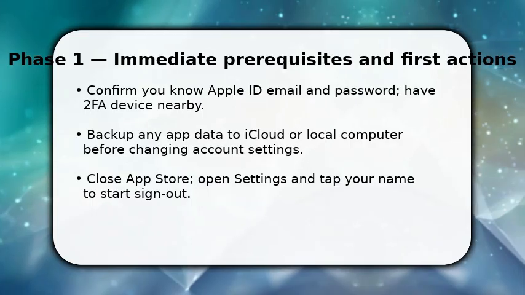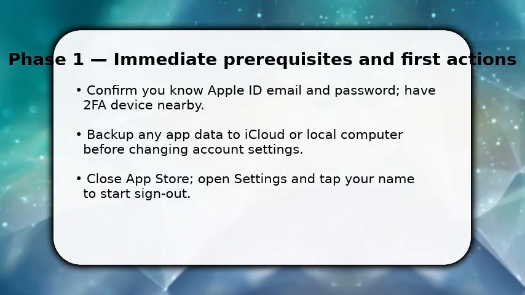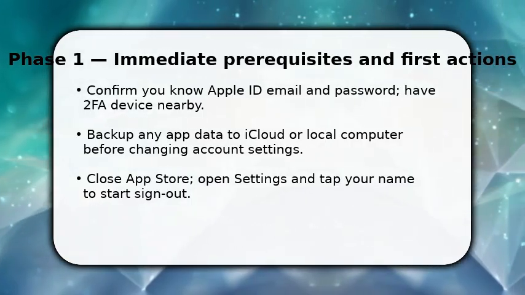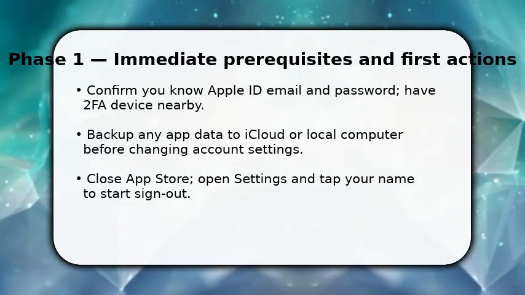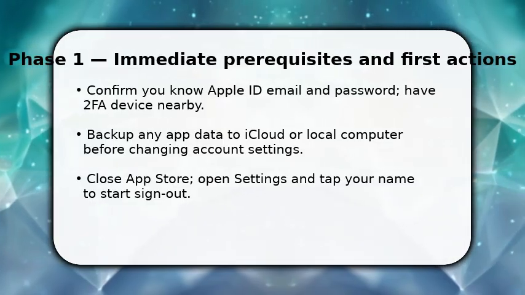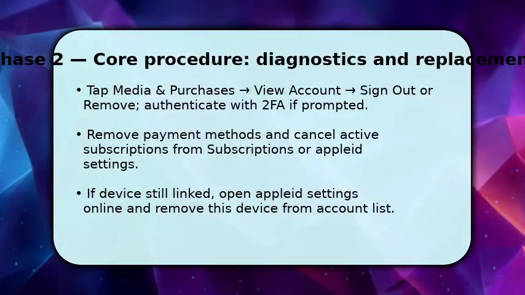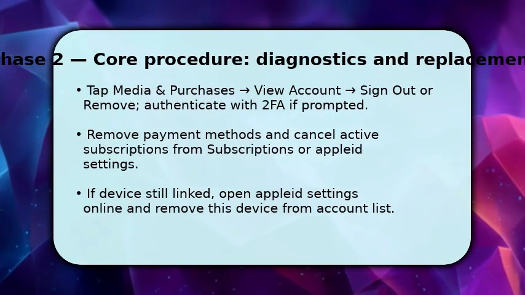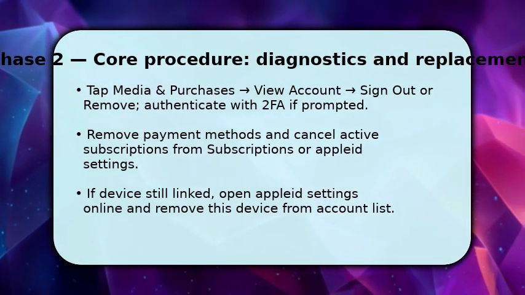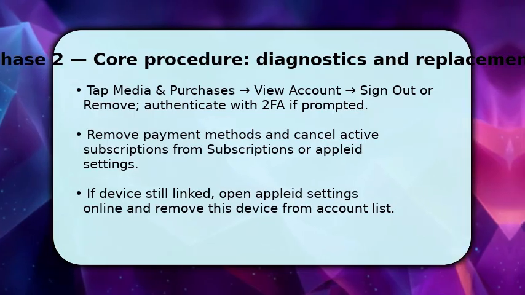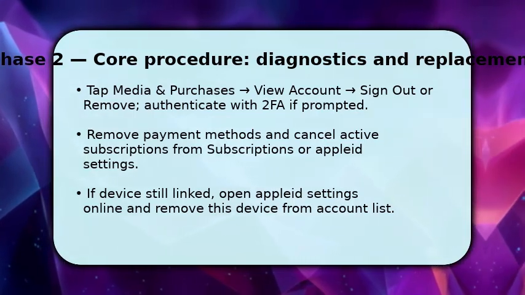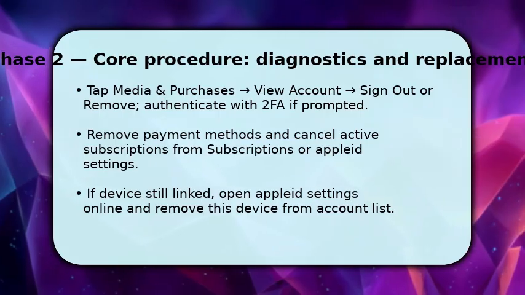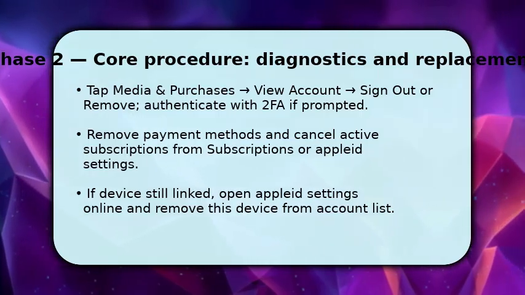You do this to detach the device from purchases and downloads and to prepare for removing payment methods and subscriptions next. Once signed out, you continue by cleaning up billing and device links. Go to Settings, Subscriptions and cancel any active plans, then Settings, Payment and Shipping to remove cards. Make sure to authenticate when prompted. 2-factor codes verify it's you.